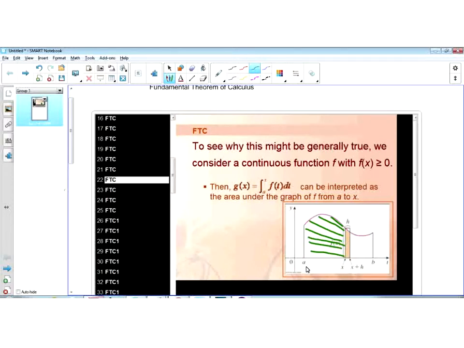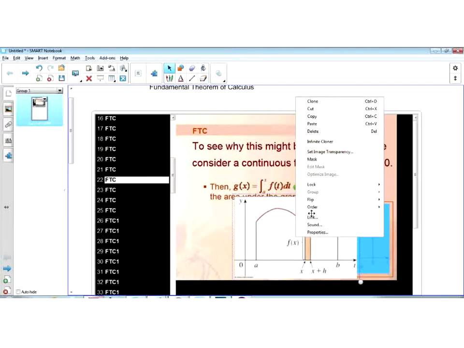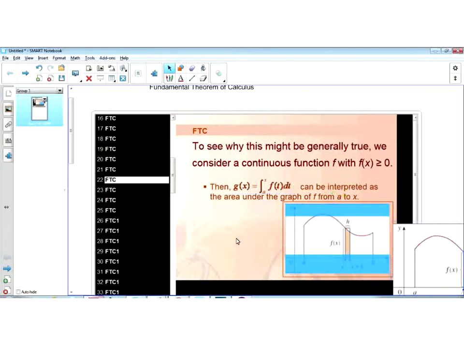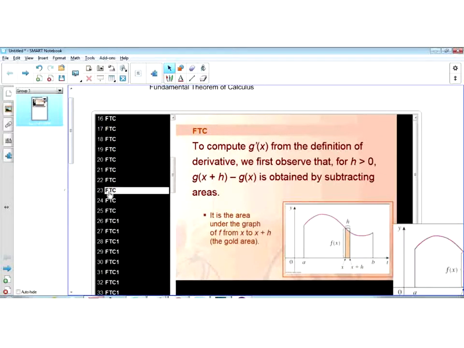And then in the next slide, I suspect we're going to calculate g of x plus h. All right, so I'll move this off to the side. So to compute g prime of x from the definition of the derivative, we have first observed that for h greater than 0, g of x plus h minus g of x is obtained by subtracting the areas.